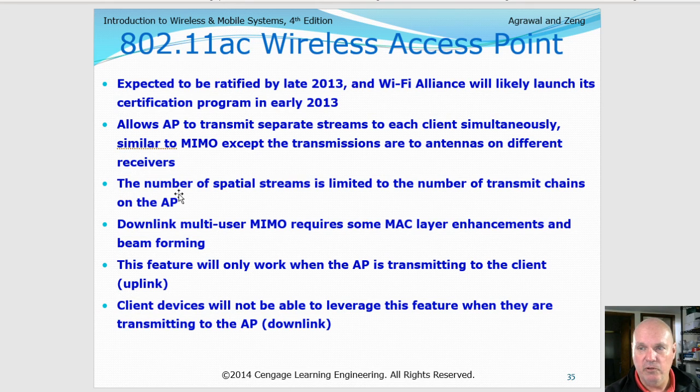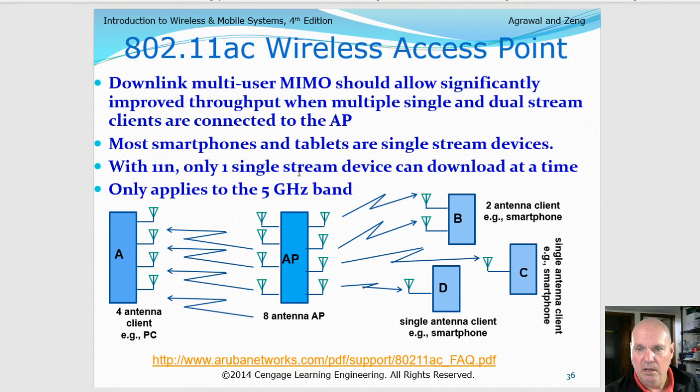to transmit separate streams to each client simultaneously using separate antennas, so you can get very, very high data rates with the 802.11 AC, approaching the 1 gigabit per second data rate. This is actually showing an access point simultaneously communicating with multiple devices, perhaps even using multiple antennas.